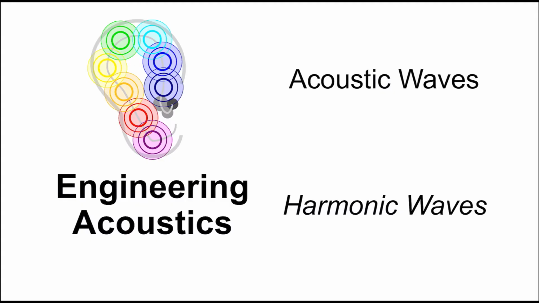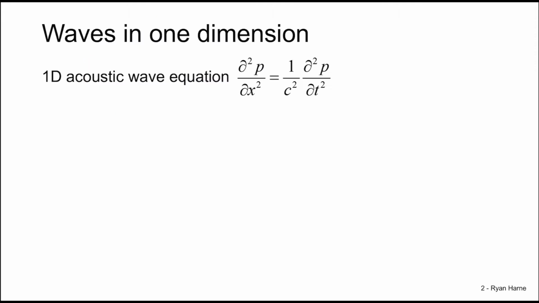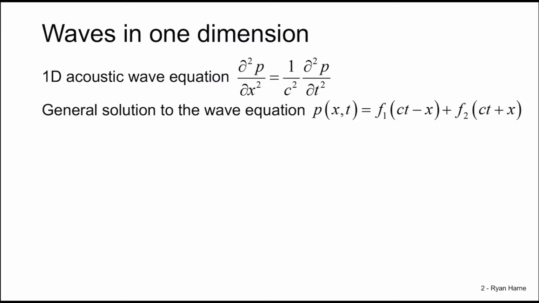So let's get started. Let's recall the one-dimensional acoustic wave equation, which is the second partial derivative of pressure with respect to x is equal to 1 divided by c squared, where c is the phase speed or sound speed, multiplied by the second partial derivative of acoustic pressure with respect to time.